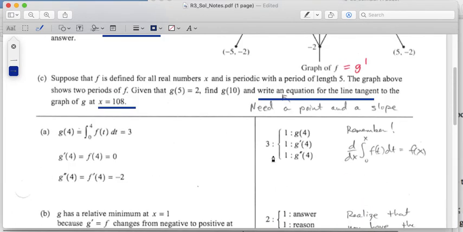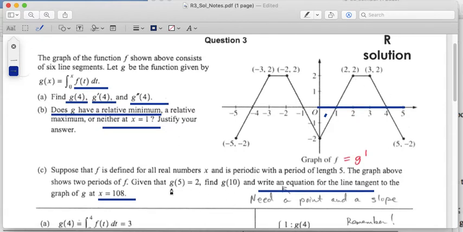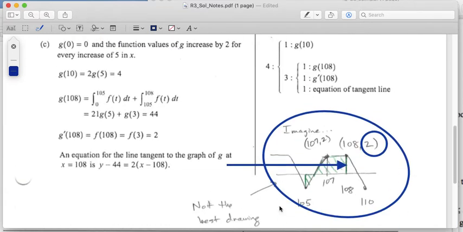Well, don't forget, each one of these periods has an area of 2. There are 21 such periods right to here, so that's an area of 42. And then this area, which you have to find with some geometry formulas, turns out to have an area of 2. It's pretty easy. My drawing's not very good, but this area and that area combine to equal 0, and then all you have is this area right there. So g of 108 is all of this area, and it is equal to 44.